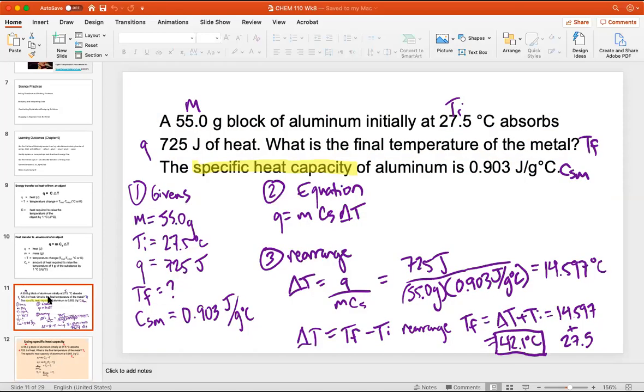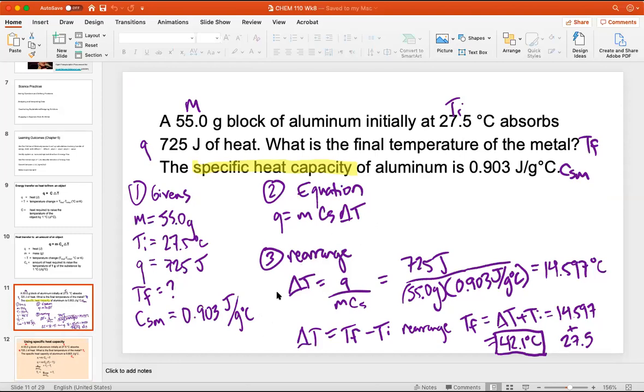So if I'm looking at the following problem, I have a 55-gram block of aluminum initially at 27.5 degrees Celsius, and that absorbs 725 joules of heat. What is the final temperature of the metal? And if I'm given the specific heat capacity of aluminum is 0.903 joules per gram degree Celsius. So here's the really interesting thing. By noticing this specific unit, I know that I'm using the equation for specific heat capacity. So by writing out my givens and noticing this unit specifically, I know which equation I'm supposed to select.